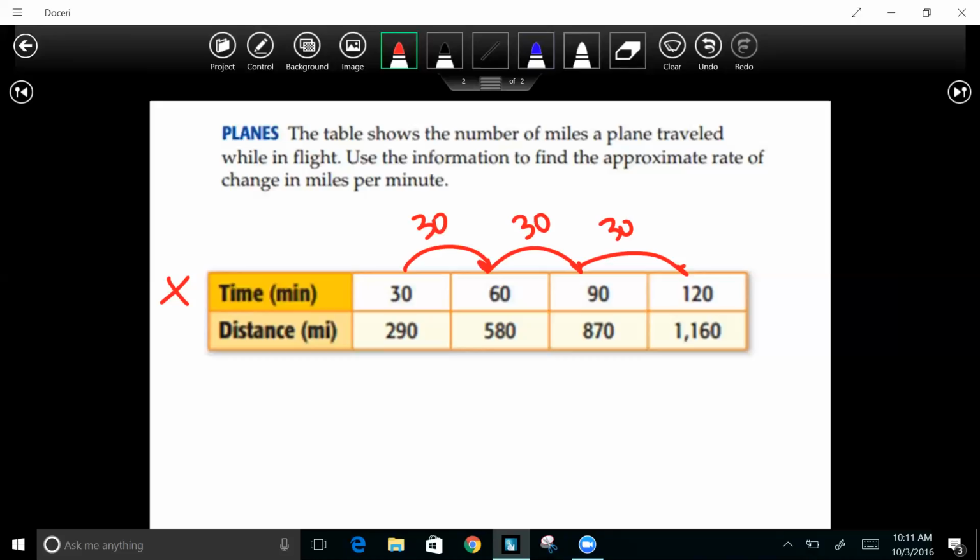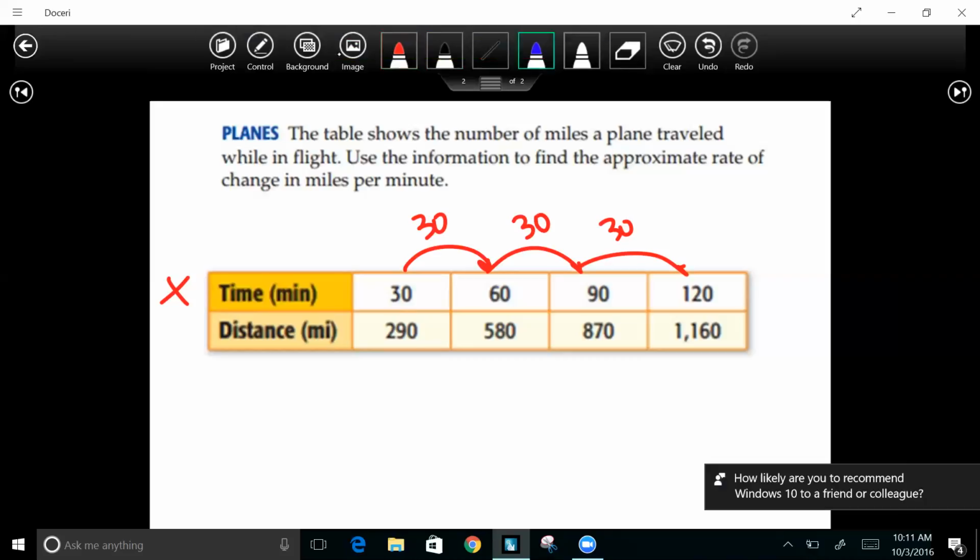What about our distance? Our distance is considered our y, our output. So what are we getting from 290 to 580? 290. 580 to 870. So we're getting an increase of 290 for every 30 minutes.